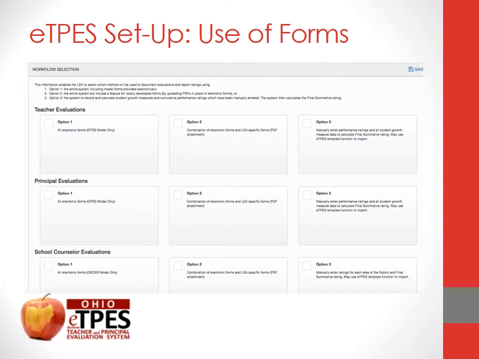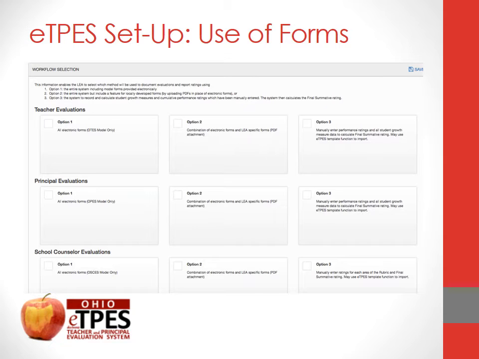Just as in the past, districts will be making a determination about what forms will be used in eTPES. Districts will need to determine what forms they will be using. There are three choices regarding the use of forms in eTPES. Each of these options is a separate choice for the Ohio Teacher Evaluation System, the Ohio Principal Evaluation System, and the Ohio School Counselor Evaluation System.